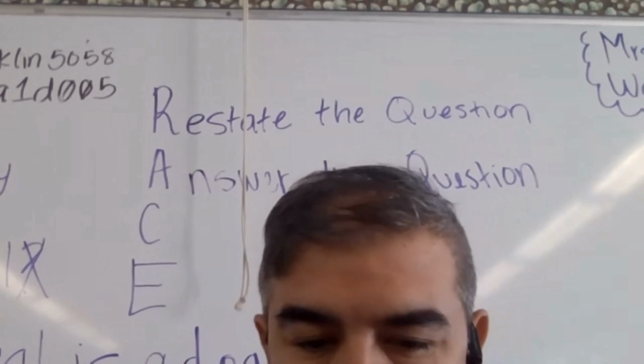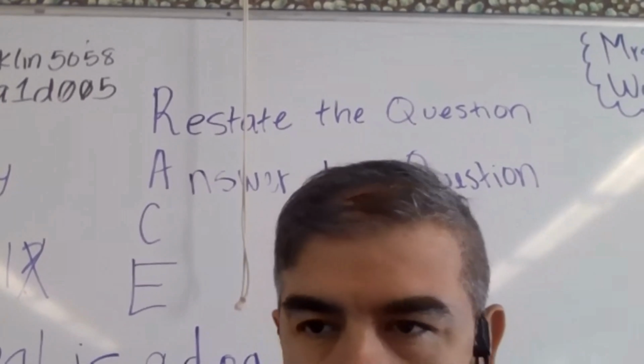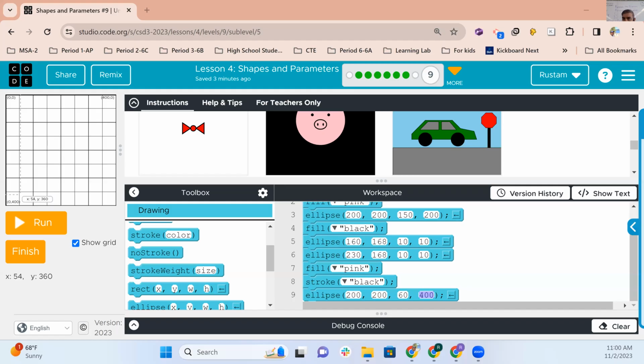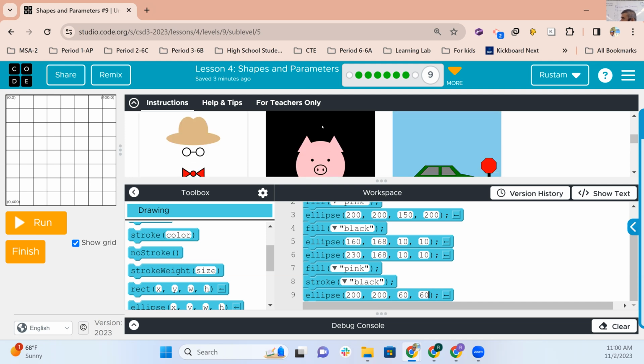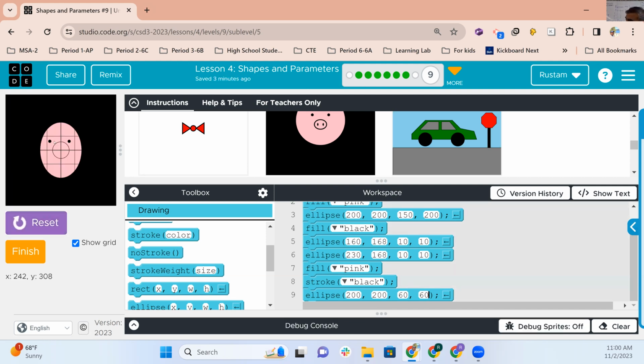Let me see if it's recording. Yeah, it is recording. So I made it 60 and 60. And the location will be center. So let's run this and see. You see this nose? That's way too big. Let's make it maybe 40 and 40.